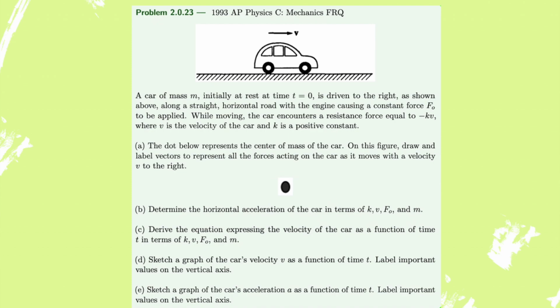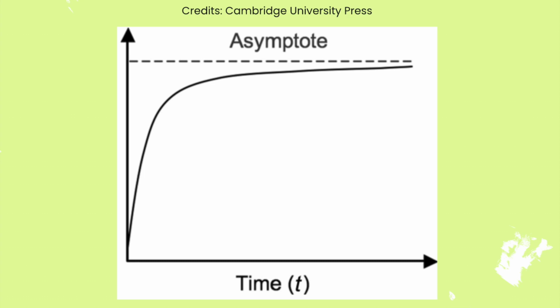So in part D, we want to sketch the graph of the car's velocity as a function of time t. Whenever we're asked to find such graphs and it just says label important values on the vertical axis, you don't really need to be very specific. What matters is you're showing the right direction and what it's heading towards.